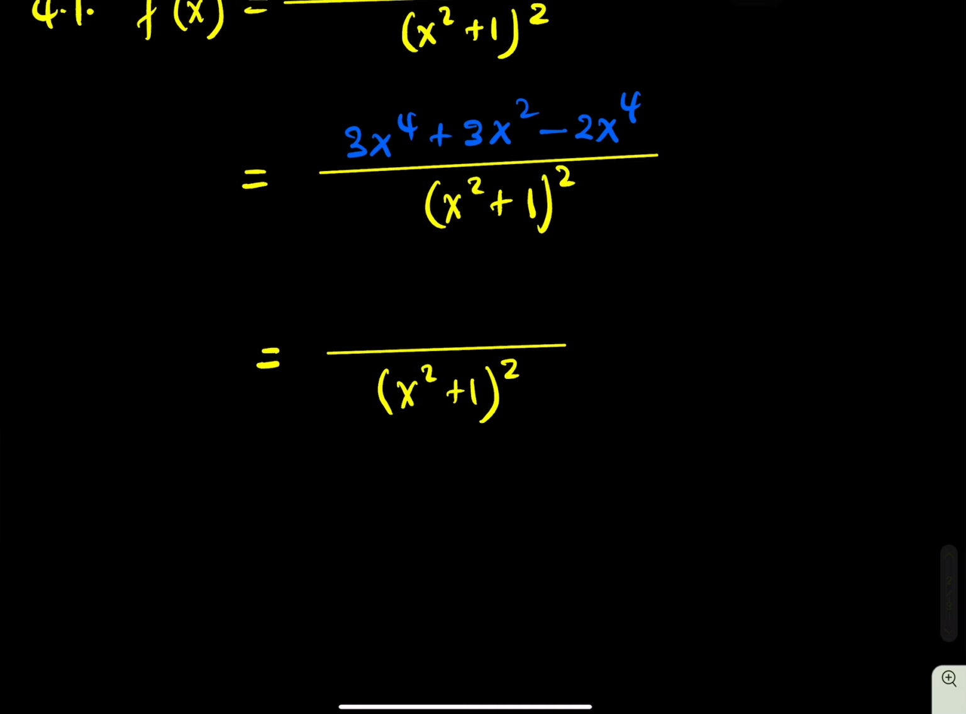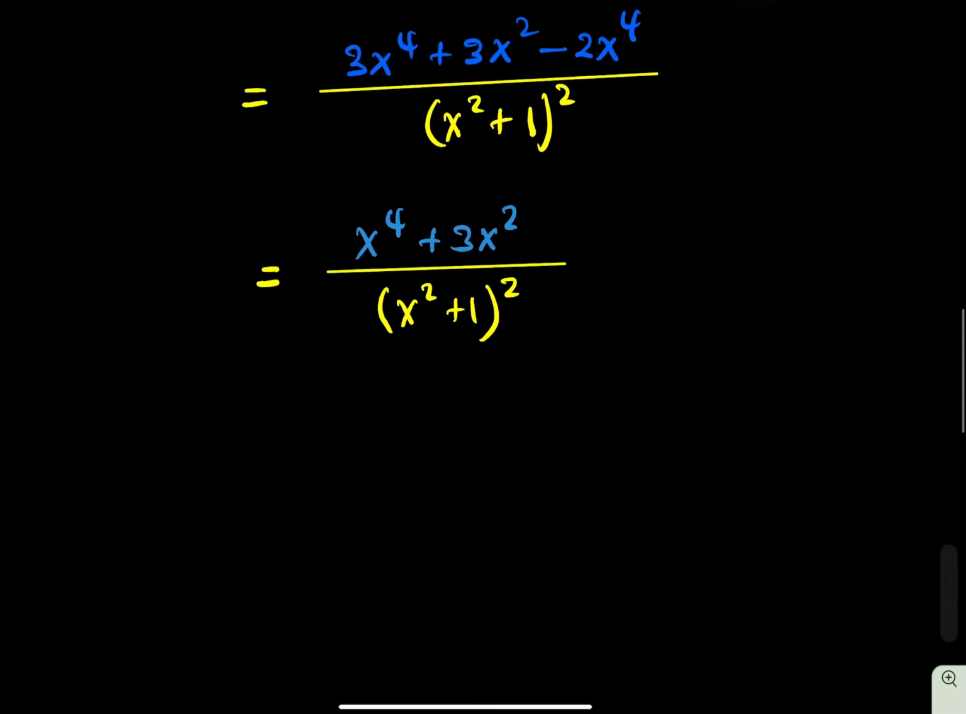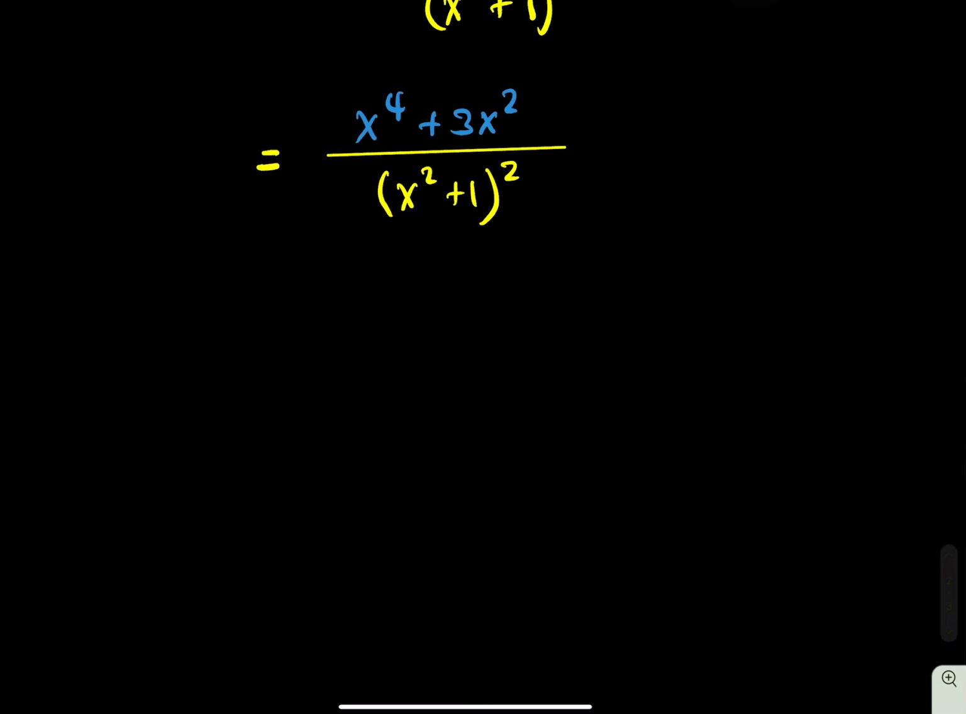And then it's primarily going to give you a situation of what? This is going to be x to the power 4. And then the other one is plus 3, and then you're going to be left with 3x squared there. So this is what you're going to have for this derivative. And if you want to simplify it to show that you basically know this stuff, so this is going to be x squared plus 1 all squared.